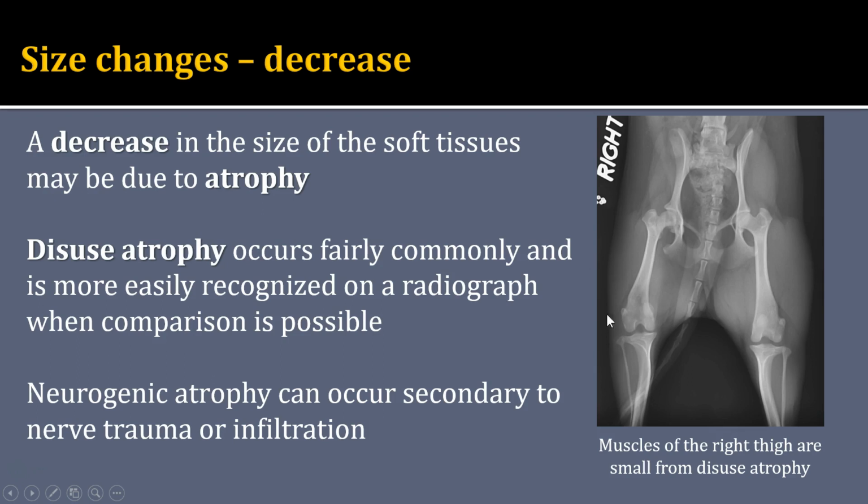In this patient on this extended limb ventrodorsal view of the pelvis, these are the normal soft tissues on the left where I can see muscle fascial planes, where on the right here I can see that these soft tissues are much smaller, and this is a patient that has lameness on the right, and so this is disuse atrophy. Neurogenic atrophy can also occur, and that might occur secondary to nerve trauma or infiltration. I don't recognize those quite as often.